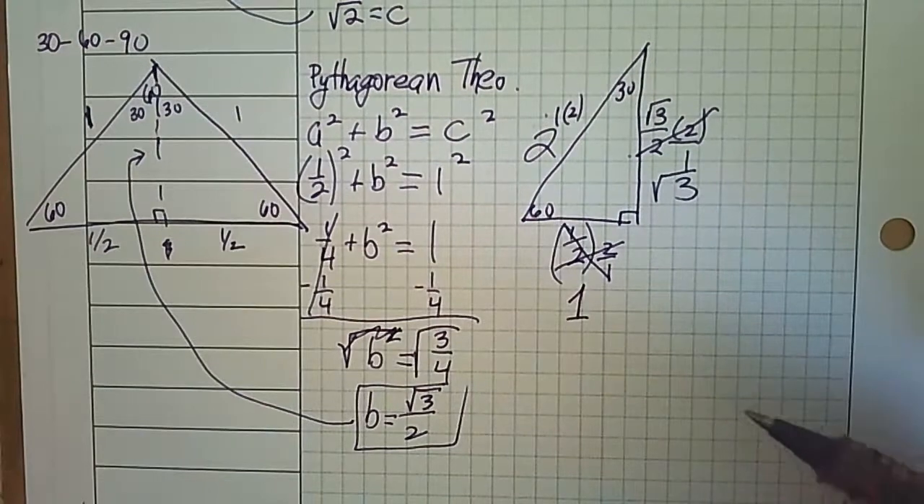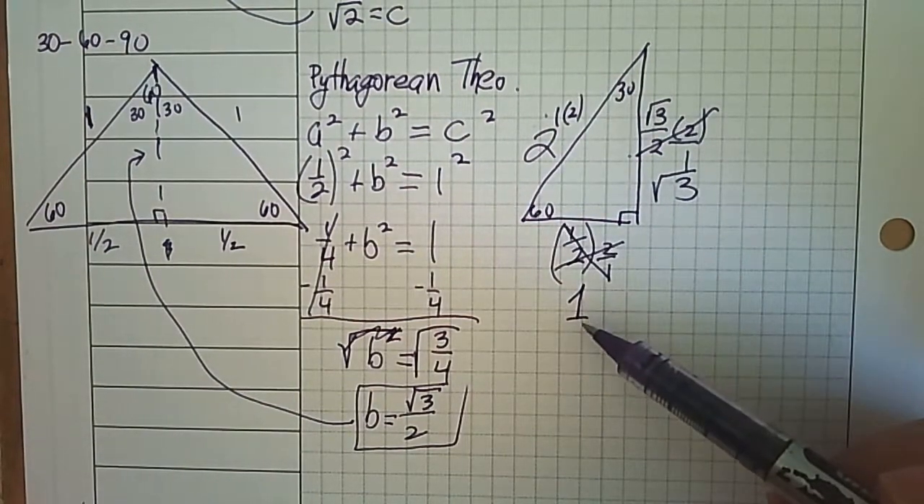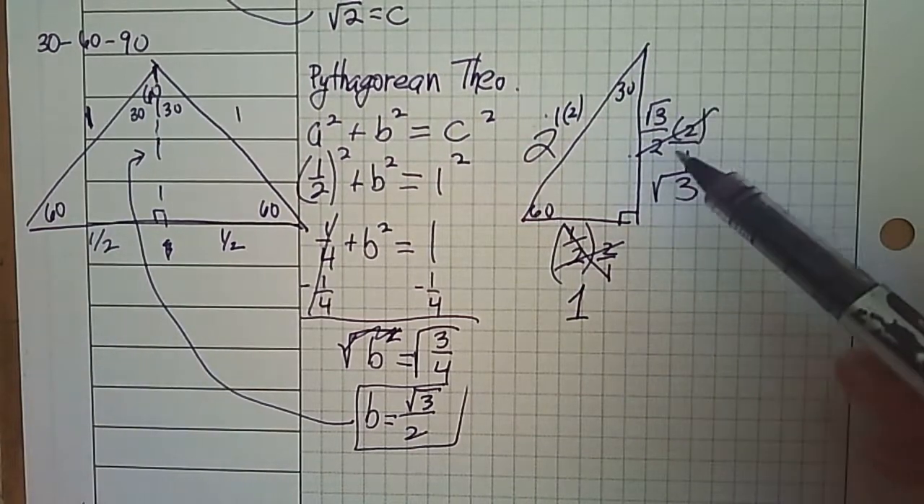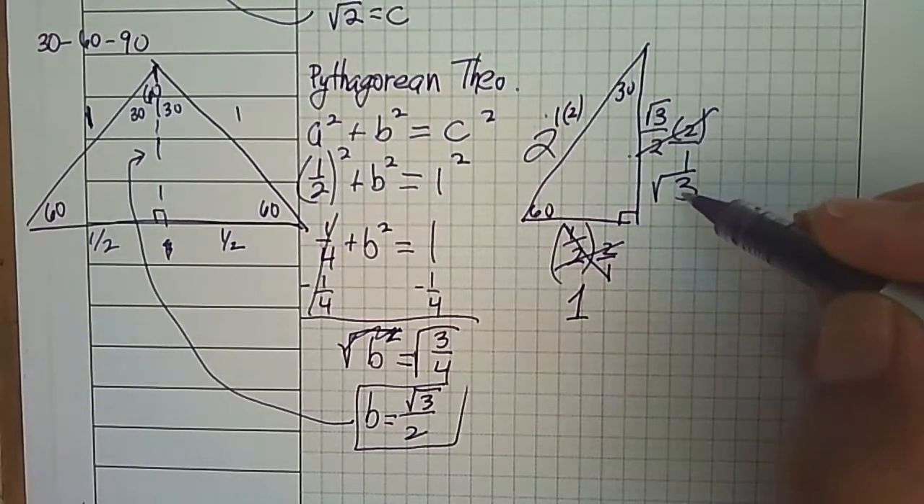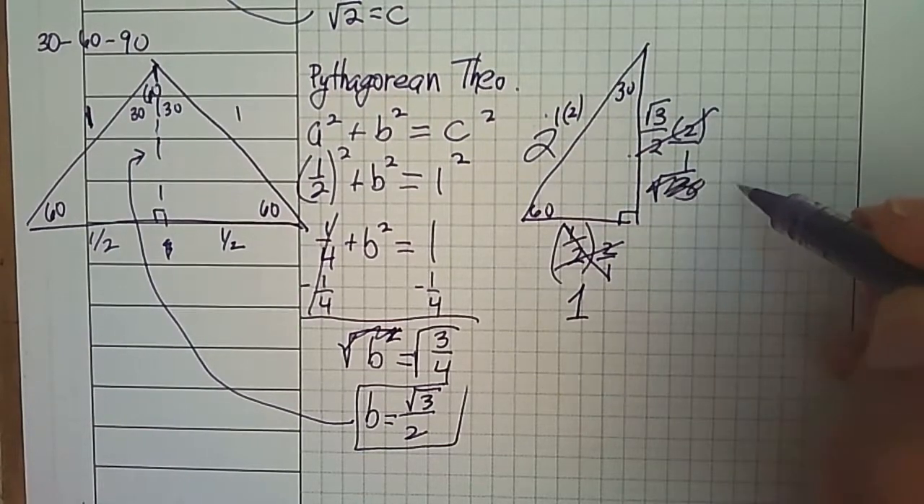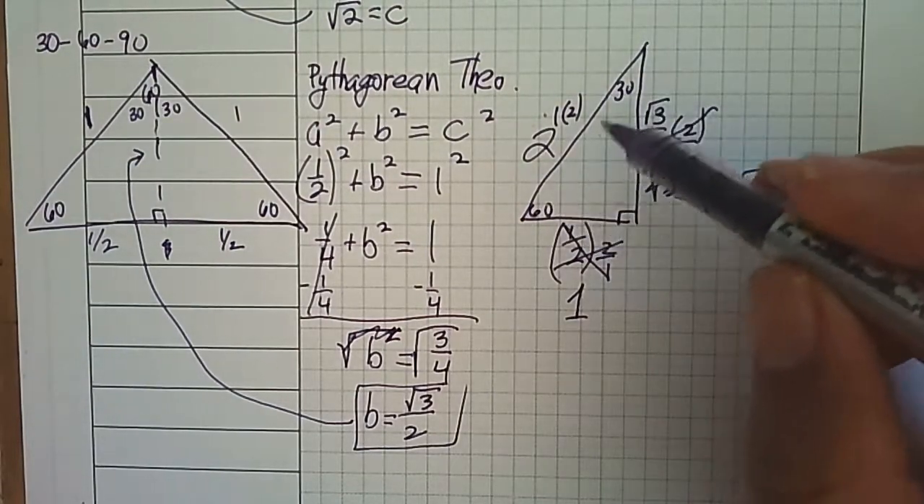So on a 30, 60, 90 triangle, the short leg will be 1. The longer leg will be 1 over radical 3. I'm sorry, this is wrong. It's just radical 3. Okay. So the longer leg will be radical 3 and the hypotenuse will be 2.